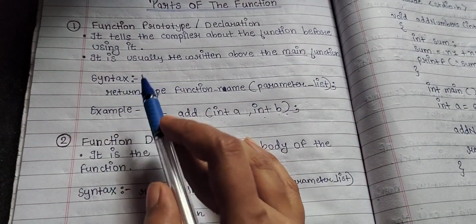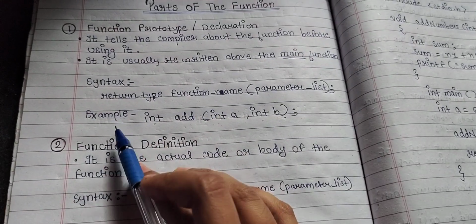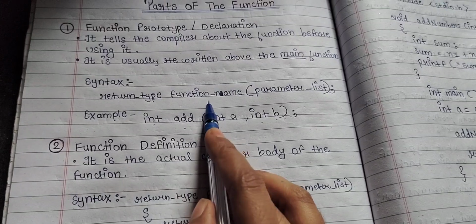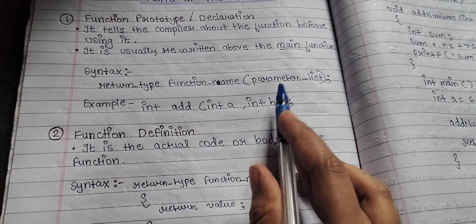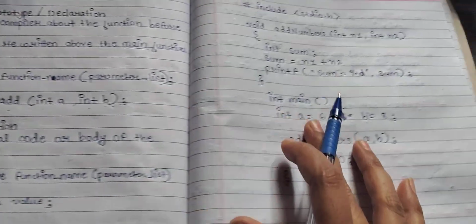Let us see its syntax. Return type, function name and parameter list. In the example, the int is a return type, add is a function name, and int a, int b is a parameter list. To understand it more clearly, let us see this example.